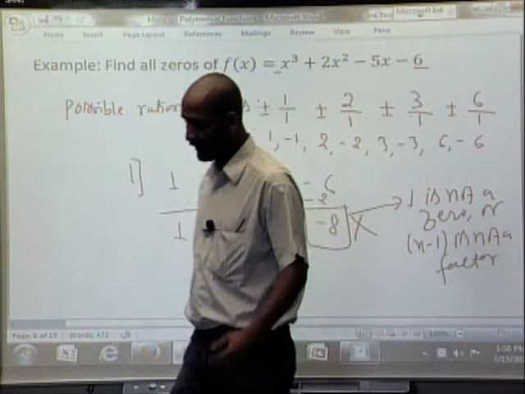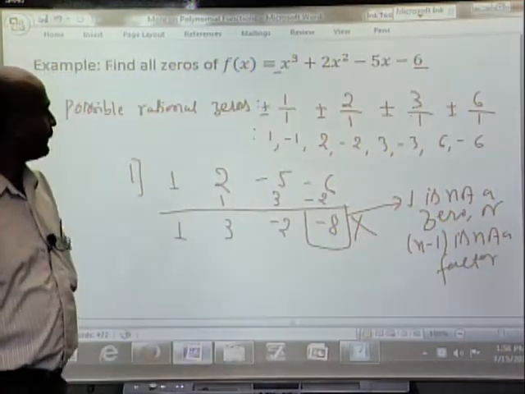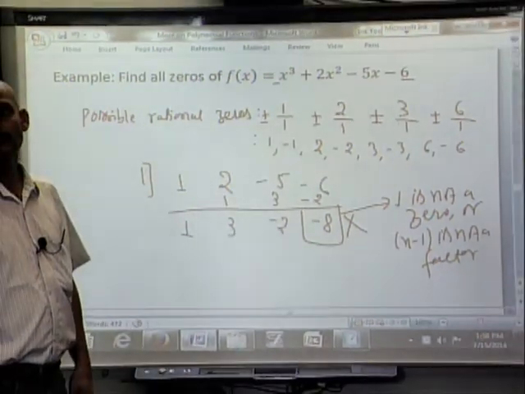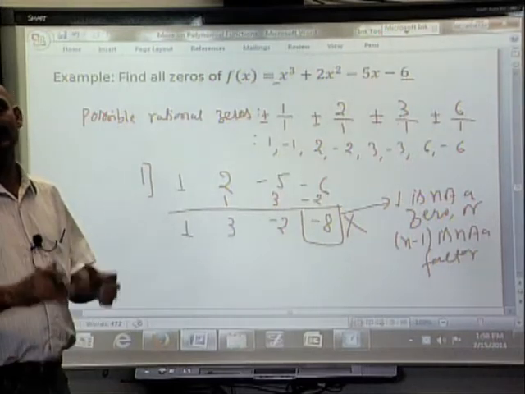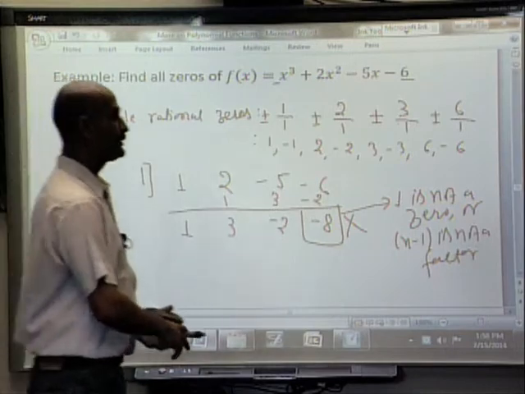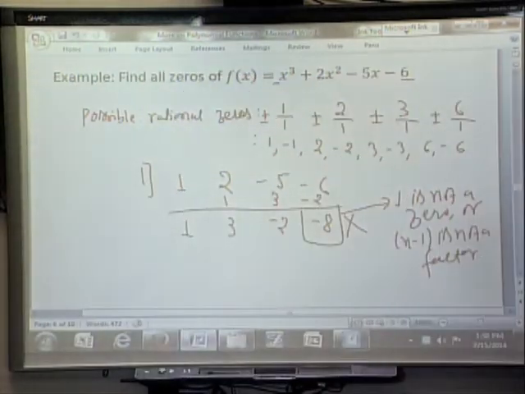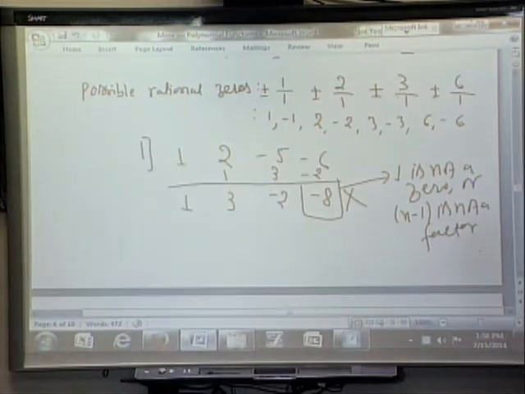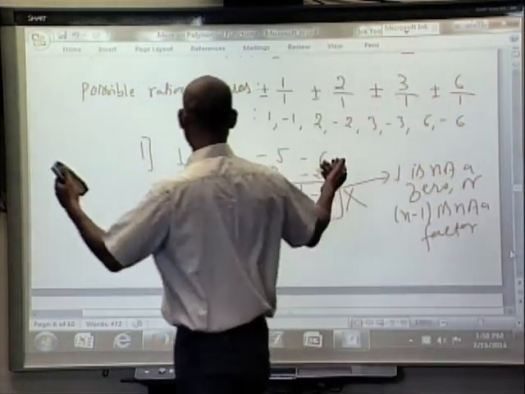The two statements are the same. 1 is not a 0 exactly means x minus 1 is not a factor. So, one unsuccessful attempt. Let's do the synthetic division by another choice now.